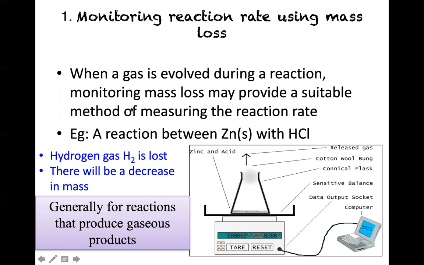When a gas is evolved during a reaction, monitoring mass loss may provide a suitable method of measuring the reaction rate. So one example is the reaction of acid with metal, in which case you produce salt and hydrogen gas. So the hydrogen gas will escape, will evaporate to the air. So there will be a decrease in mass. This works for any other reaction that produces gas as well, right? Like reaction with acid and carbonate, where you produce carbon dioxide, you can use this method.